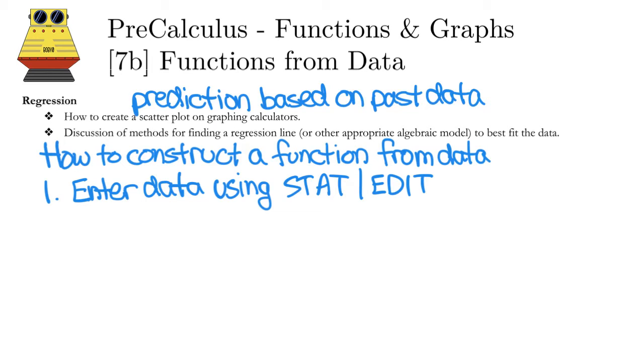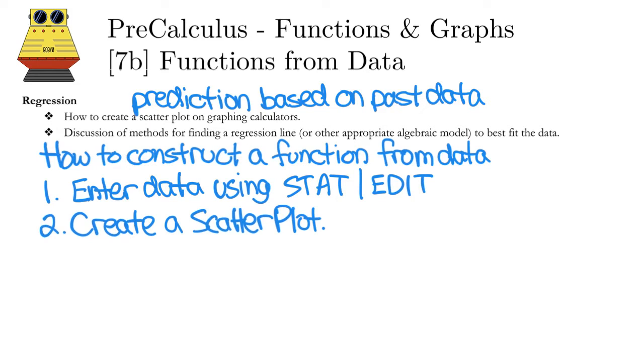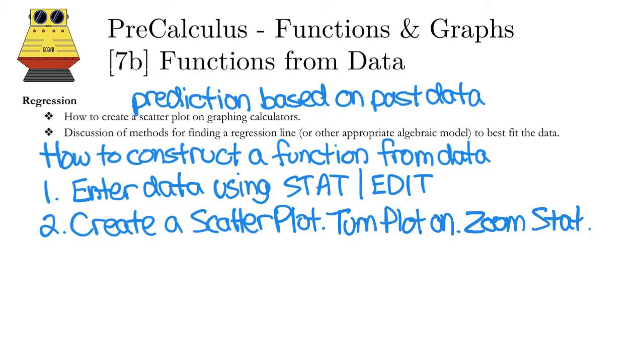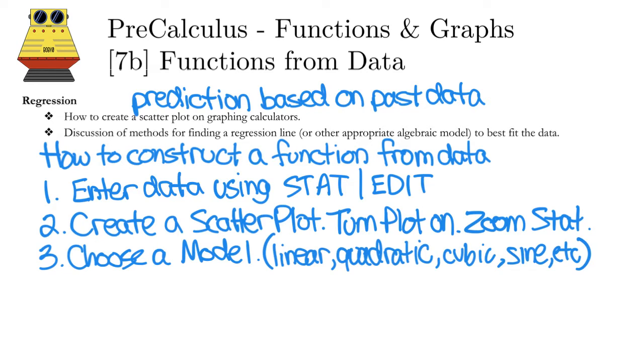Step 1. Enter the data using stat edit. Step 2. Create a scatter plot. We turn the plot on, then we press zoom stat. Step 3. Choose a model based on the scatter plot. The model could be linear, quadratic, cubic, a sine function, a natural log function, a power function, and even a logistic function. Those models could be chosen by pressing stat, then calc.